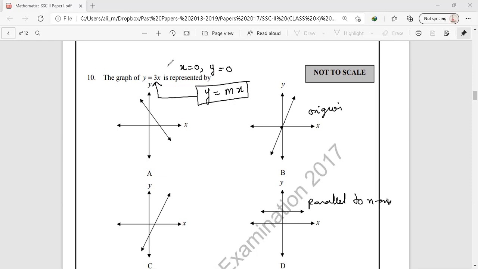So among these four graphs, we can see that option B is the graph that passes through the origin. So obviously the correct answer for this question number 10 is option B.